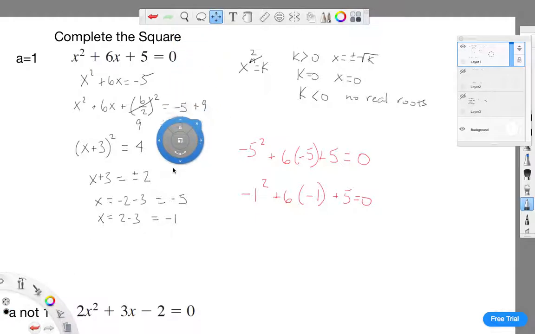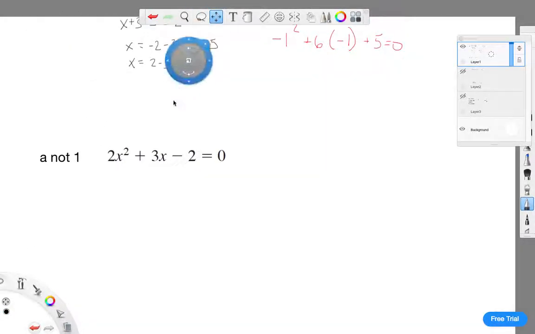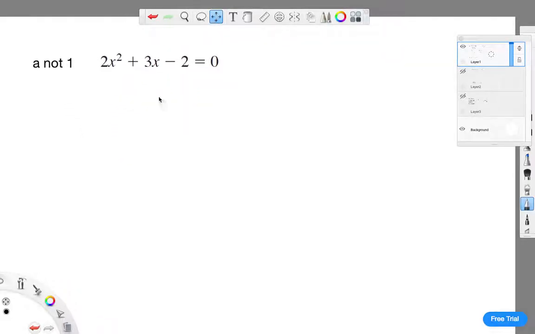That's where a is equal to 1. Let's take a look at a case where a is not equal to 1. So we have the a term here. Again, a quadratic equation is a trinomial in the standard form ax squared plus bx plus c. In this case, c would be negative 2.